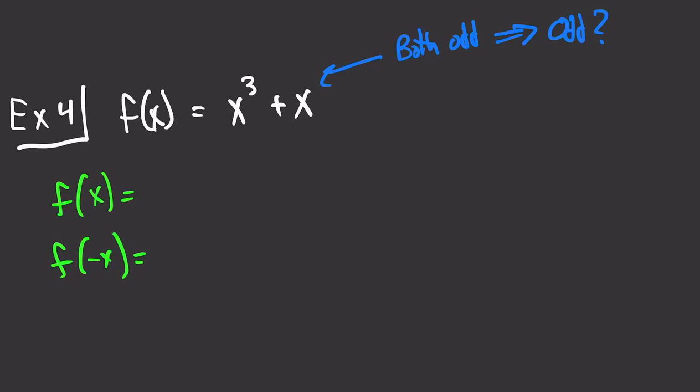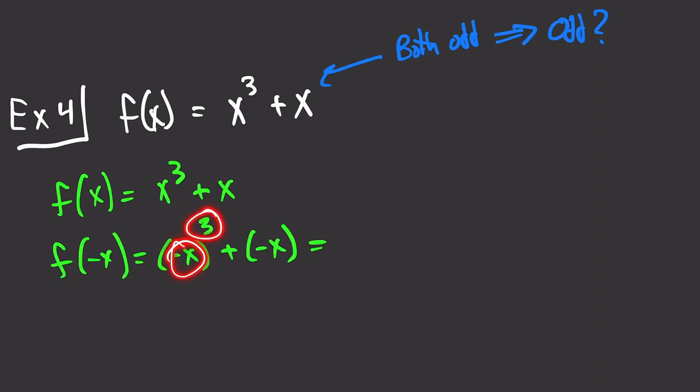Okay, well, f of x is simple. F of x, you're just going to rewrite this. That part's easy. So that's going to be x cubed plus x. Now, f of -x, remember, use your parentheses. Parentheses, -x cubed plus -x. Well, now remember, when we take a negative to an odd exponent, it's going to stay negative. So this is going to give me -x cubed. And then obviously this is going to be minus x.